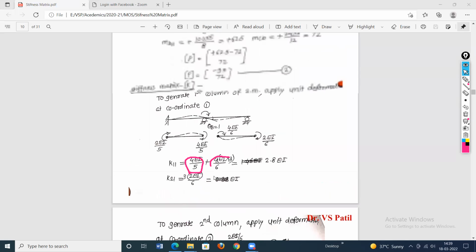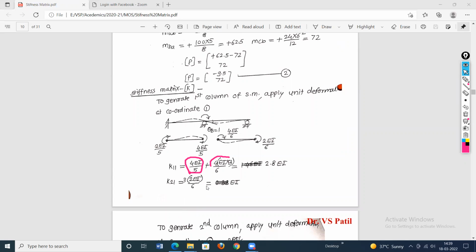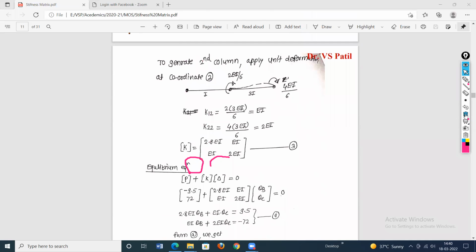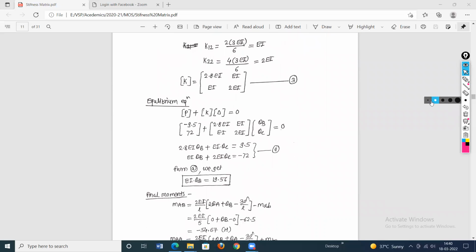Since there are two coordinates, there will be 2 columns. The size of the matrix will be 2 by 2. So equation 3 is the required stiffness matrix. Then use the equilibrium equation, that is step number 4: load matrix plus K matrix into delta matrix equals 0. This is the load matrix, equation number 2. Then this is the stiffness matrix, equation number 3. And this is the displacement matrix, equation number 1. So it is equal to 0.